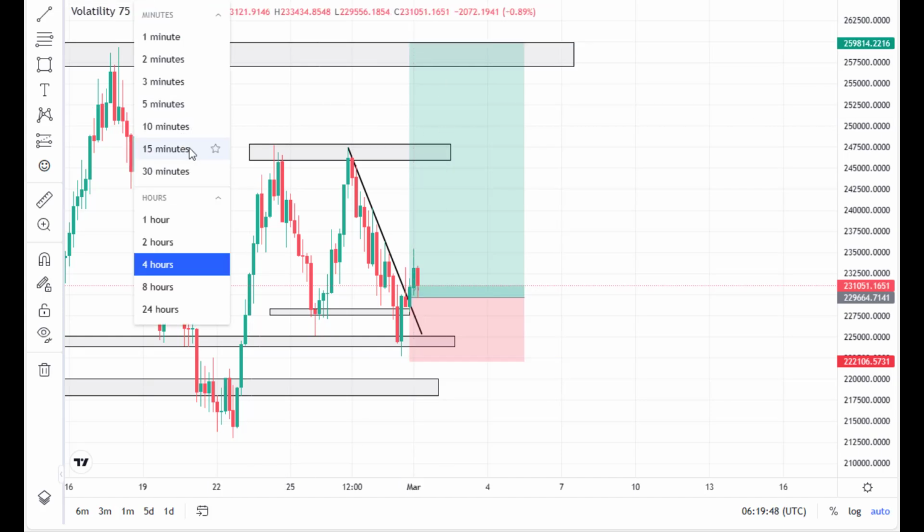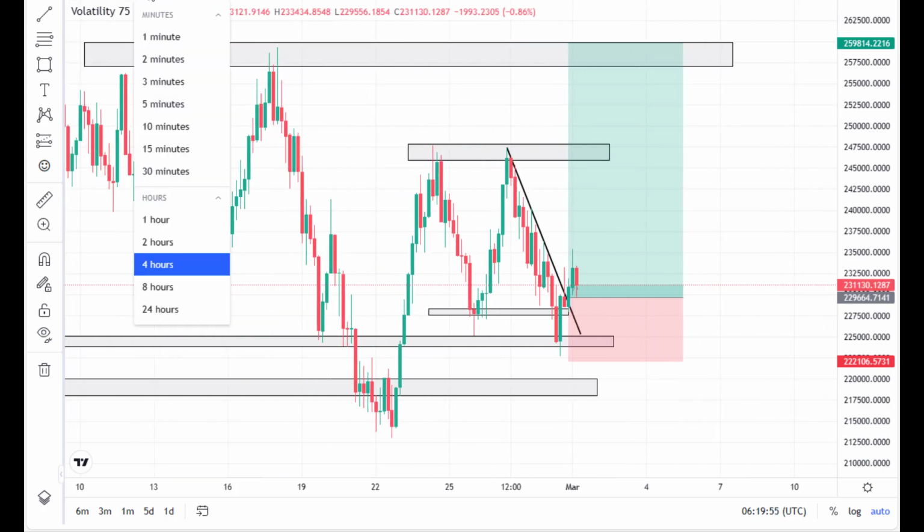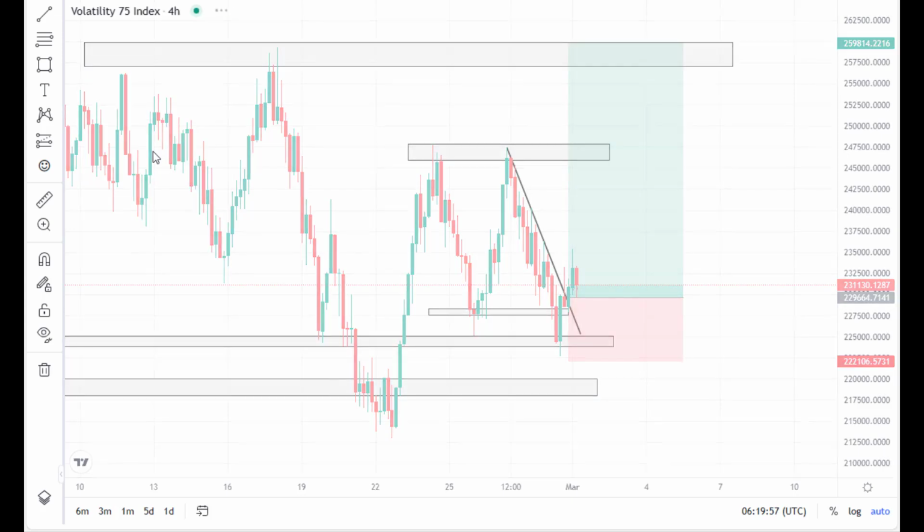Now if you are trading based on, maybe you don't have much patience to hold trades, you can go to further smaller time frame, maybe like the 15 minutes, maybe the 30 minutes time frame, right?